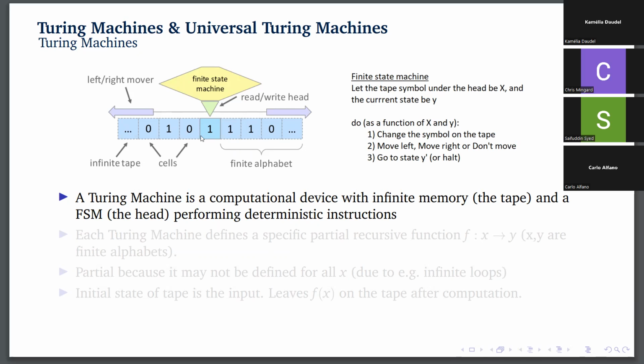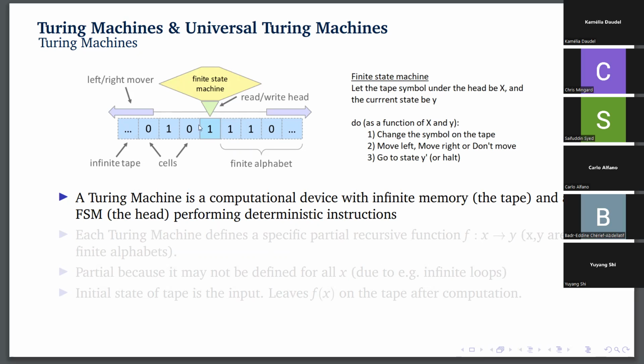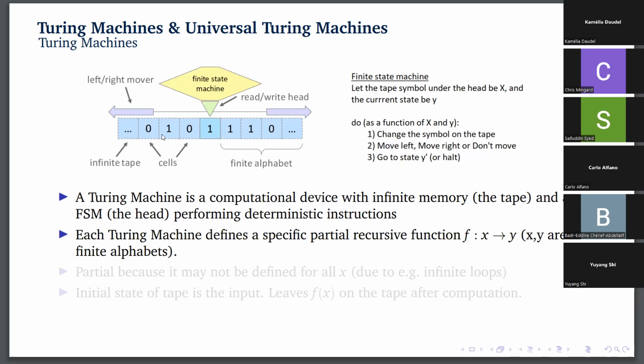And then we generally take the output to be the stuff that's left on the tape. But again, there are loads of equivalent definitions. So each Turing machine defines some specific partial recursive function from input states, where the inputs are the initial state of the tape and outputs are the final state of the tape. It's a partial function because it might not be defined on all inputs, because there are infinite loops, and it's just generally the halting problem.